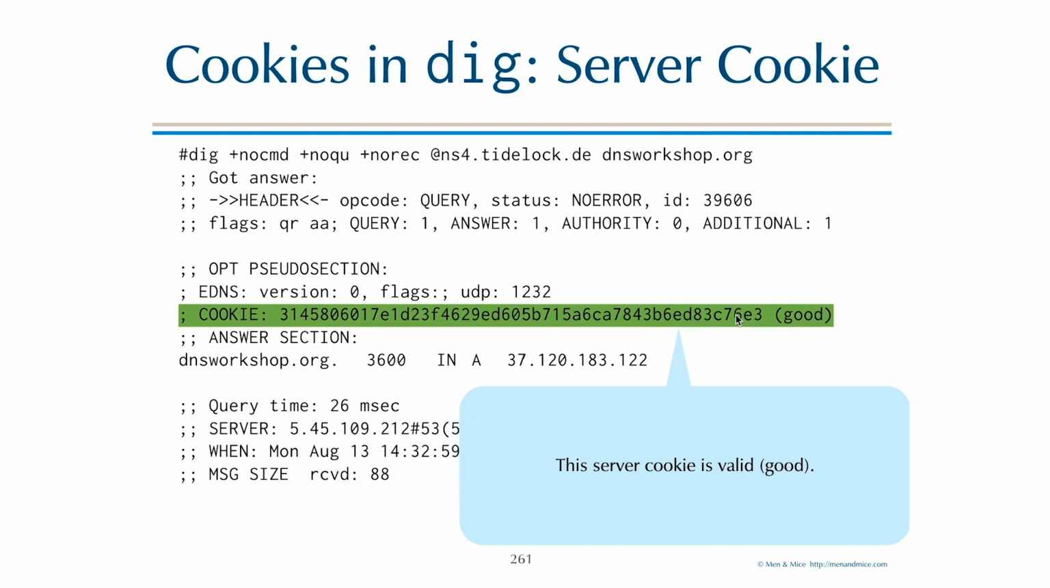Now, a normal client would store this server cookie, but dig is not a normal client. Dig ran and it's ended. So it's going to be a different story the next time it runs. In fact, even to send this one query, dig had to generate its own secret.